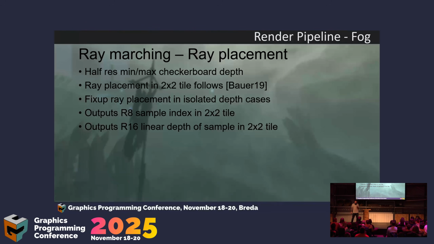After the initial ray placement, a fixer pass detects isolated depth cases in each 2 by 2 tile, so where some pixels couldn't be reconstructed in the final image, and chooses a different sample location. This is for cases where some pixels couldn't be clamped correctly by the neighborhood. So this works fine in most situations, but there are still cases where high depth variance leads to flickering after reconstruction.